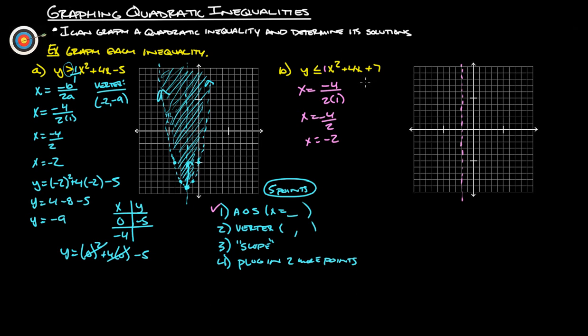Now we're going to do our vertex. Okay, so we know that the x value is negative 2. To come up with the y value, we have to plug negative 2 into our equation, right? So let's do that down here. y equals negative 2 squared plus 4 times negative 2 plus 7. So negative 2 squared is 4. 4 times negative 2 is negative 8. Plus 7 gives us, I believe that's going to be 3, right? So we get negative 2, 3. Negative 2, 3 is our vertex.